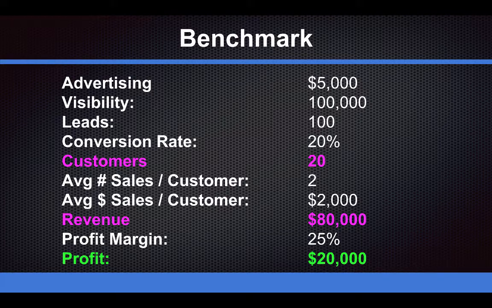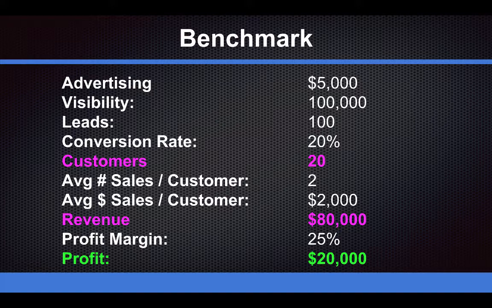And this is like a medical practice, right? Maybe it's hair removal, or maybe it's something like freezing your fat away, right? CoolSculpting. So the average number of sales per customer is 2, and the average dollar sale per customer is $2,000.